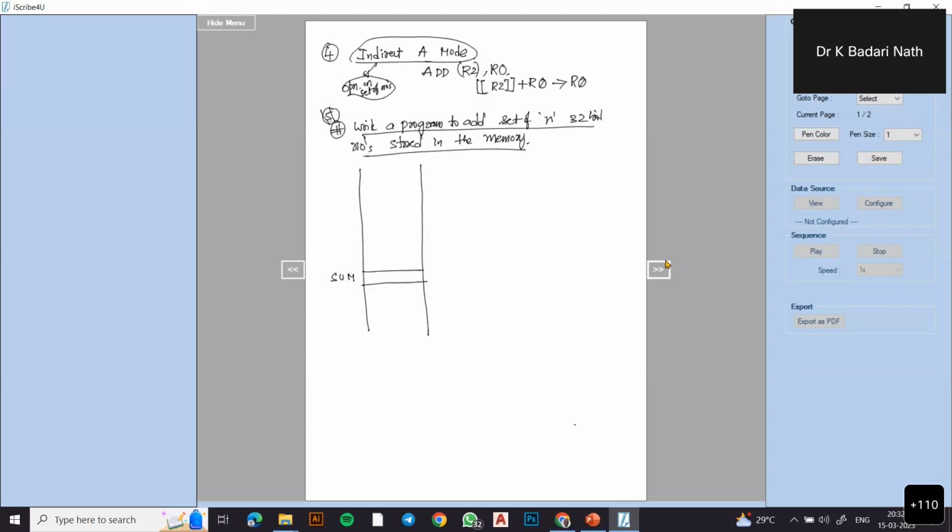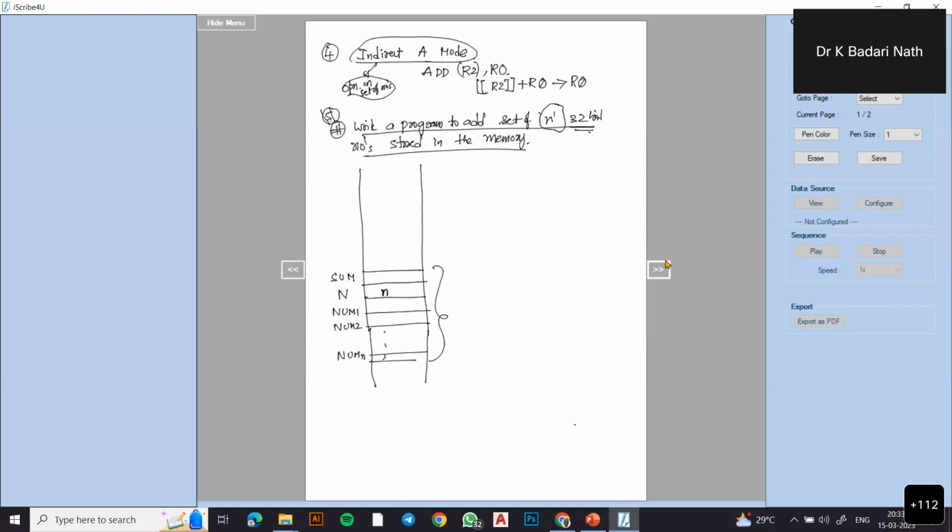Then the program says there are n 32-bit numbers, so I will store that value in one memory location called n. Now this contains 32-bit numbers. I will refer to each of the numbers by a name: num1, the first 32-bit number, num2, the second 32-bit number. Like this, I will store many numbers in memory, up to n numbers. So this is the data related to the program.